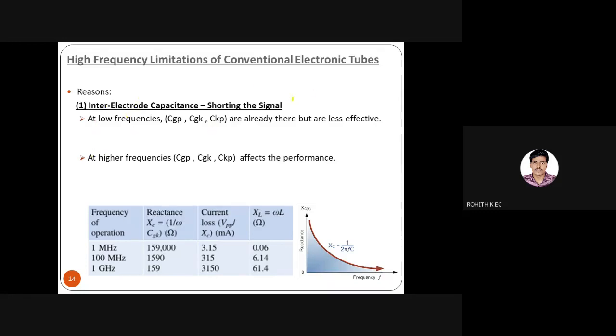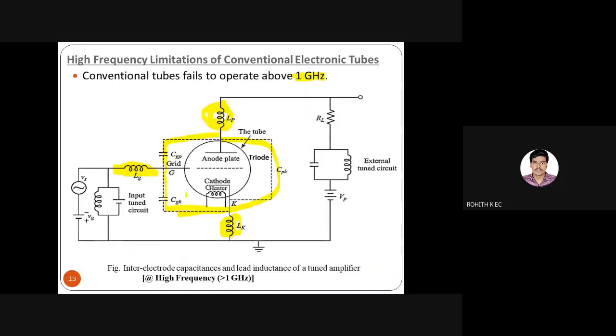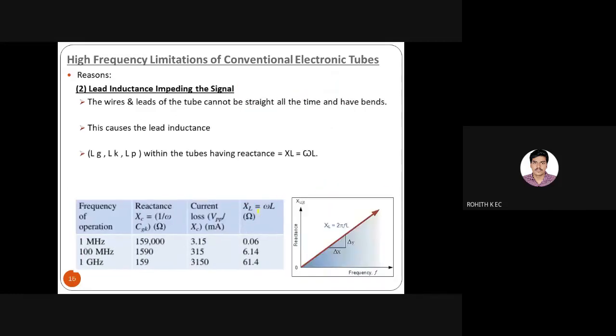When I consider inter-electrode capacitance, you know that XC is equal to 1 by omega C, or 1 by 2 pi f C. So as frequency increases, what will happen to XC? It becomes zero. When XC becomes zero, the capacitors across these terminals will be shorted. So that leads to loss of signal.